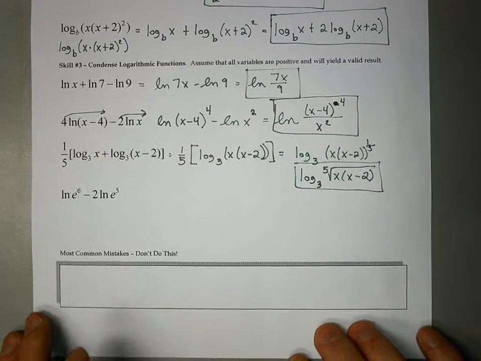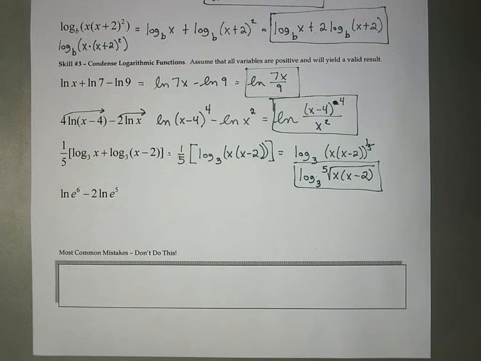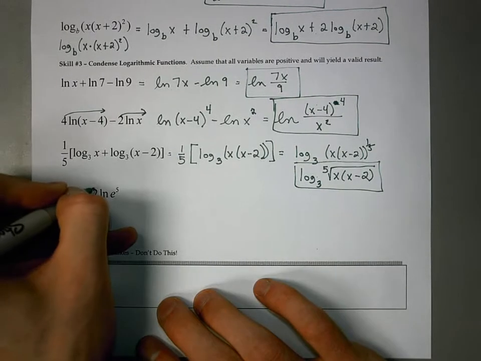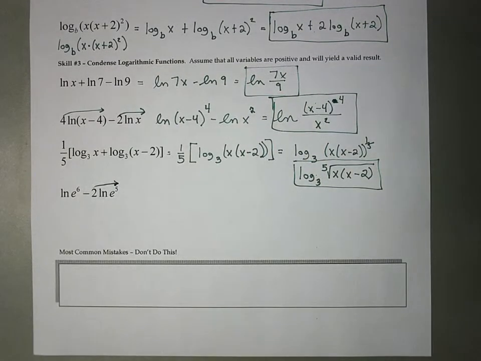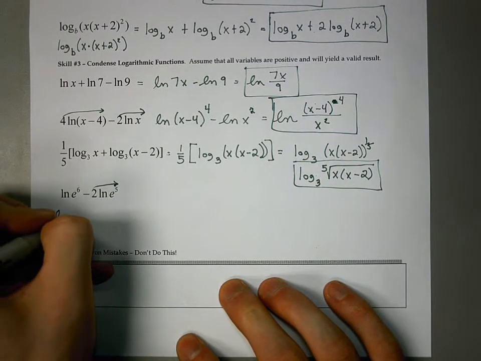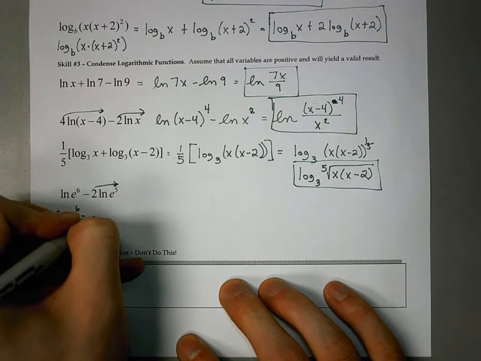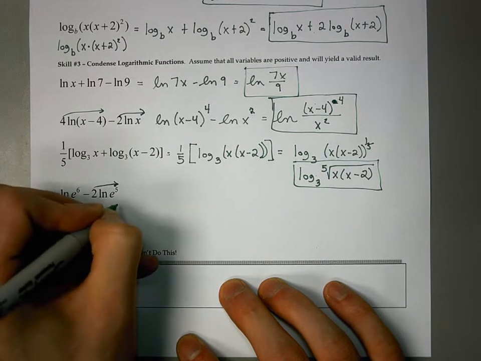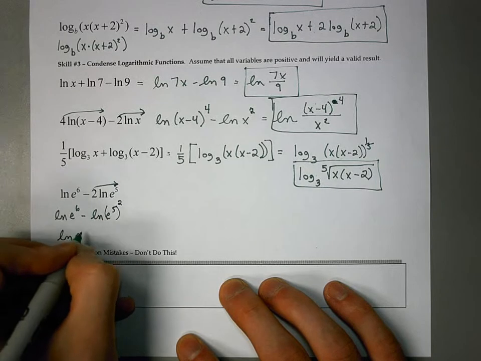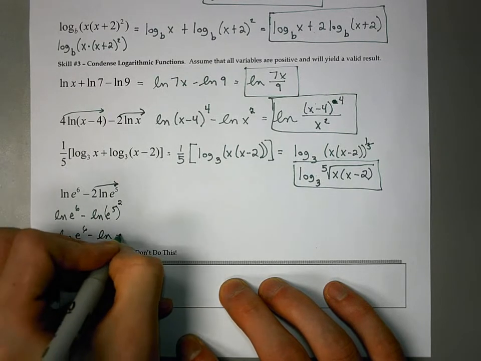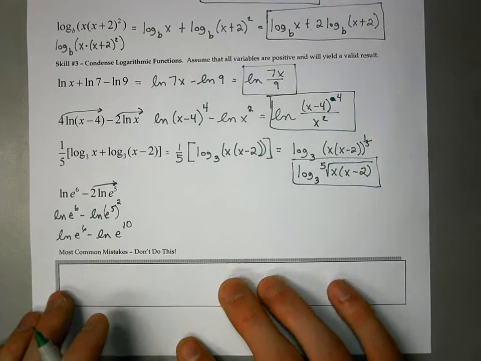The last example we have here is the ln of e to the 6th minus 2 ln e to the 5th. You notice that there's no x's in this, so we should come up with the final answer. So we can start out by taking our 2, and we're going to roll it up here applying our power property. So we've got the ln of e to the 6th minus ln of e to the 5th raised to the 2nd, which is ln of e to the 6th minus the ln of e to the 10th.